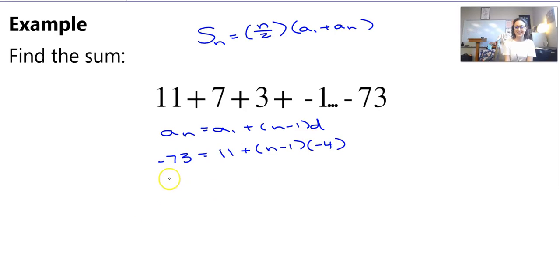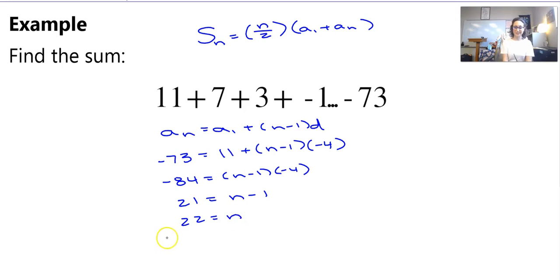I'm going to subtract 11 from both sides, so that gets me negative 84, and then I still have n minus 1 times negative 4 on the right-hand side. Now, you could distribute. I think it'll be faster if you just go ahead and divide both sides by negative 4. So negative 84 divided by negative 4 is positive 21. And then I just have n minus 1 on the right-hand side. So adding 1 to both sides, I get that n is 22.